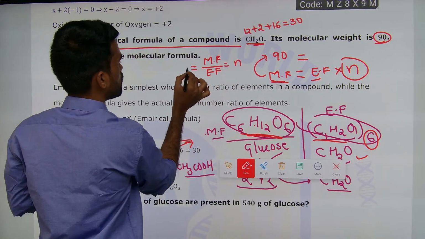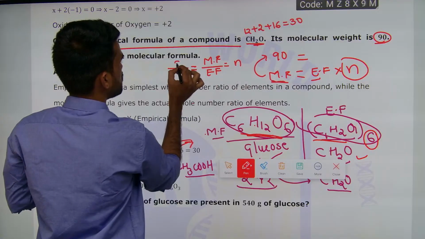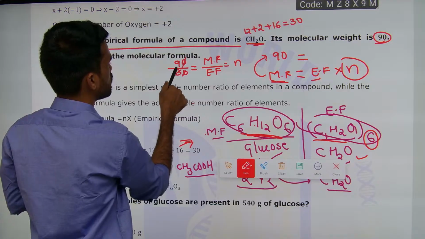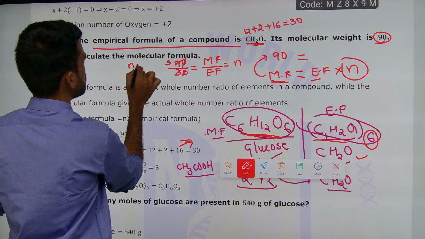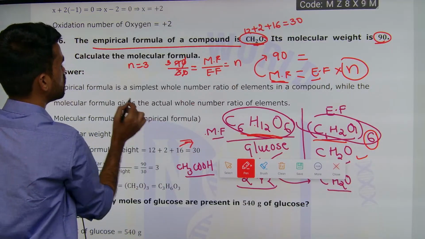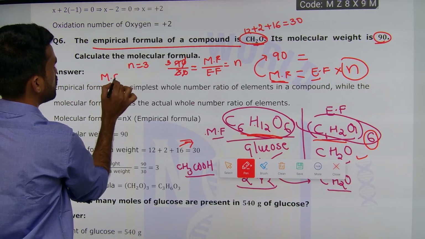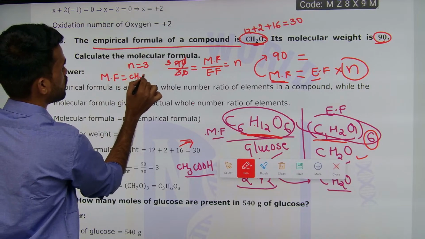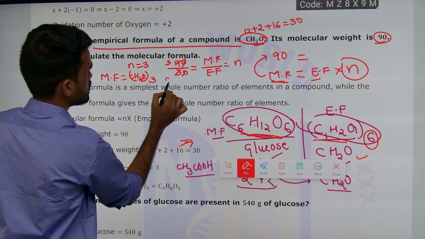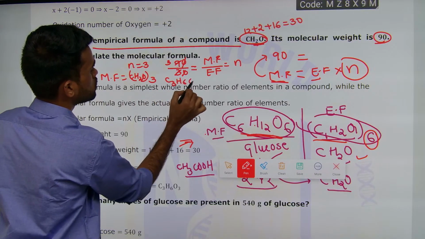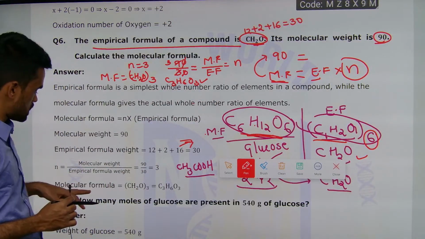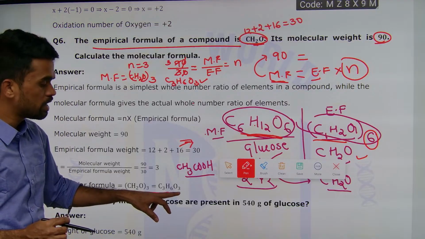So what is the molecular formula weight? It is given as 90. The empirical formula weight is 30. So if you cancel out, you will get 3. So n value is 3. So n is 3 means the empirical formula we have is CH2O, and the molecular formula becomes the empirical formula CH2O multiplied with 3, 3 times. That is nothing but C3H6O3. So this is the molecular formula of the given compound. So just look here, yes, we got C3H6O3.